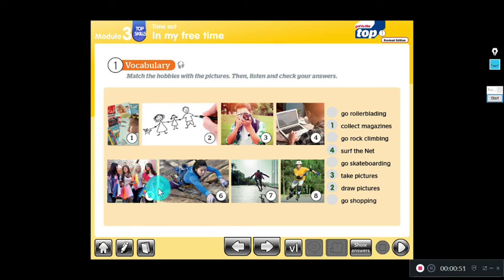They are in a mall. So they go shopping. She climbs. So she goes rock climbing in this case. He is using a skateboard, so he goes skateboarding. The last one, 8. He goes rollerblading. Okay, let's continue.